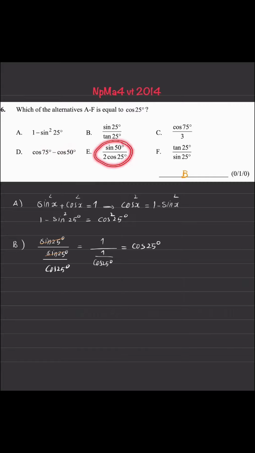What can I say about this? So if I use a double angle formula for sine, so sine of 2x equals 2 sine x cosine x, this is the famous double angle for sine. So if I replace x with 25, 2 times 25 becomes 50, and this becomes 2 sine 25 cosine 25 degrees, yes?